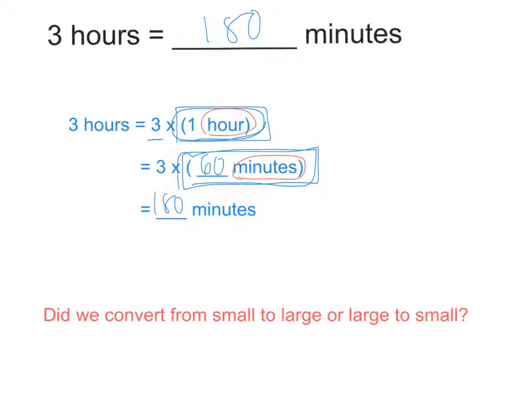Did we convert from a small unit to a large unit or a large unit to a small unit? We converted from a larger unit of hours to a smaller unit of minutes. So did the number get bigger or smaller? When we convert from large to small, the number gets bigger.